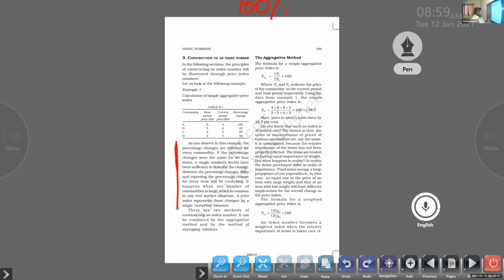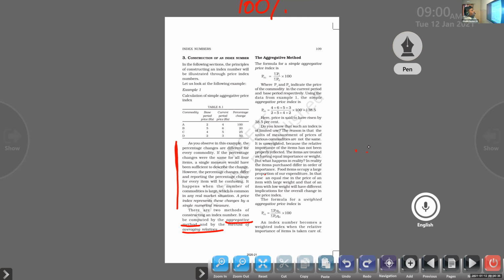There are 2 methods of constructing an index number. We use a single method to find the entire change in the market, not for a single commodity but the entire change. The index can be computed by the aggregative method and by the method of averaging relatives. Underline that. One is the aggregative method, the next is averaging relatives. Okay, we are moving to the aggregative method.